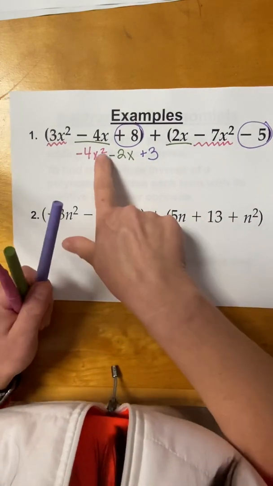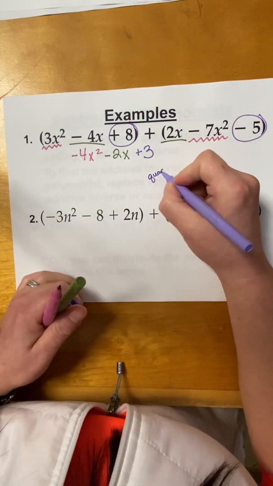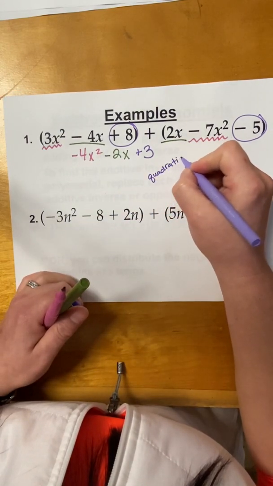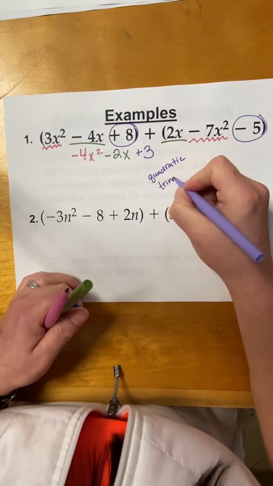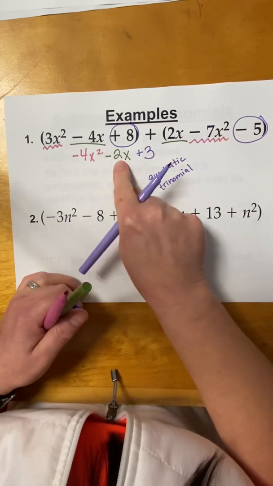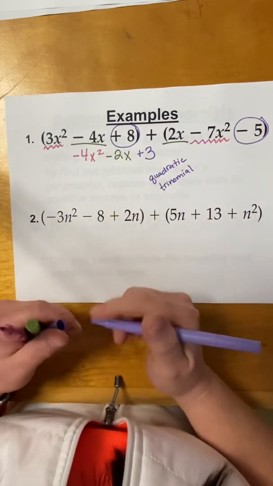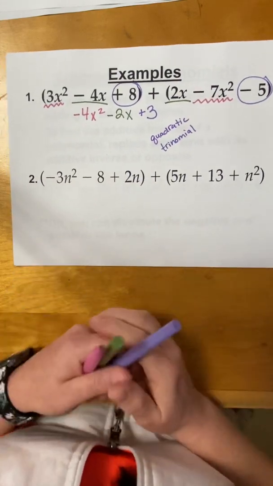Just for fun, this is a quadratic trinomial. It's quadratic because the degree of this is 2. And it's a trinomial because it has 1, 2, 3 terms. Just a tidbit there. All right, let's look at the next one.